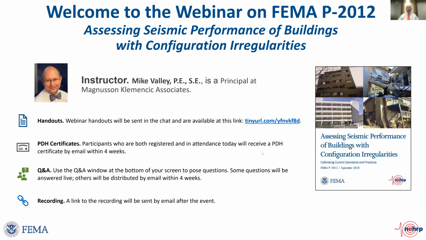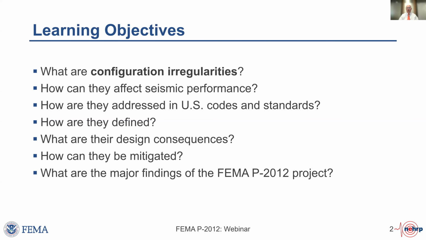It's my pleasure to speak with you today about configuration irregularities. To manage your expectations, we're going to talk about what configuration irregularities are in the first place, why they're a concern to us, how they affect seismic performance, and how they're treated in the U.S. codes and standards. As we consider that, you'll see that there are triggers or definitions of these irregularities so that we all understand what we're speaking of. There are design consequences, maybe analysis, design, and detailing requirements associated with the existence of various irregularities. And there are ways that we can mitigate some of those irregularities that we'll talk about specific to each type.